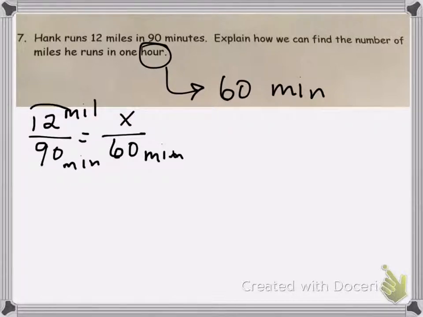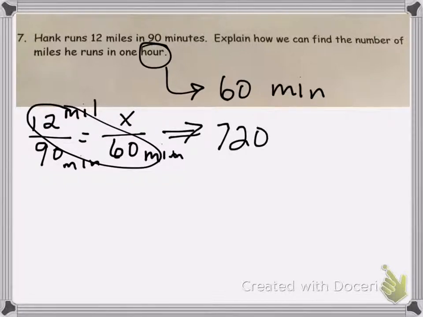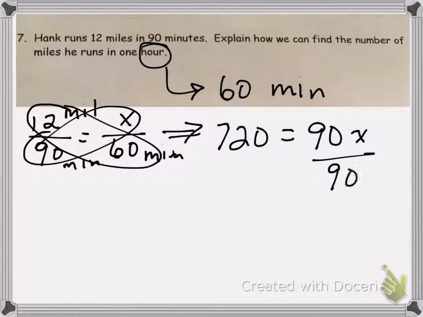We're going to simply cross multiply. We have the 12 times 60, which gives us 720. And then the other cross product is 90 times x, which is 90x. And our last step will be to use the inverse operation of division. And this actually works out pretty well because once the zeros cross cancel, you're left with 72 divided by 9, which gives us a final answer of 8. So the answer is Hank ran 8 miles in 1 hour.